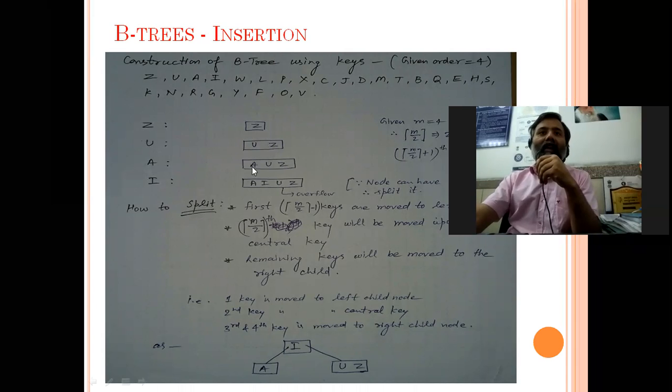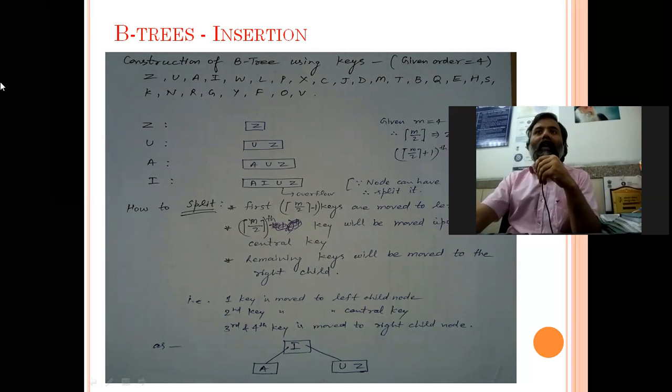A will come first. In sorted fashion at each node, k1 is less than k2, k2 is less than k3, and so on. So in the sorted fashion at each node the key values will be stored. Then I: I is greater than A, less than U, then it will be here.